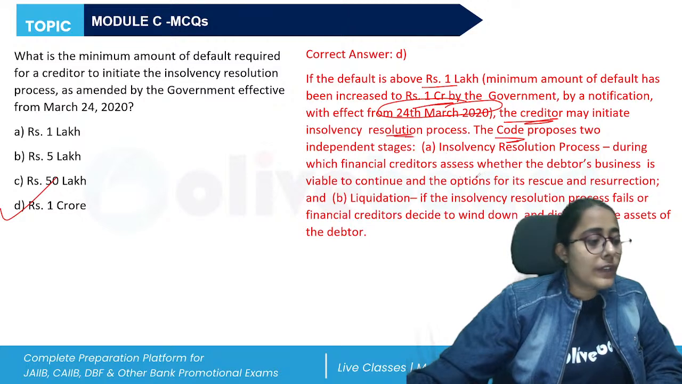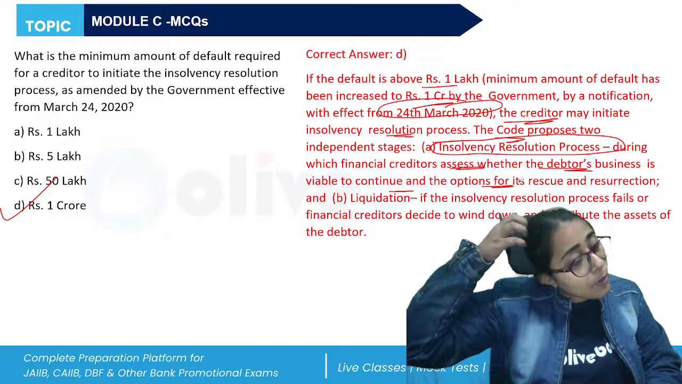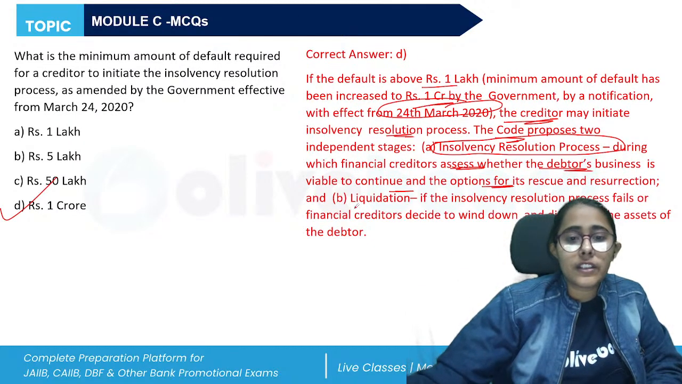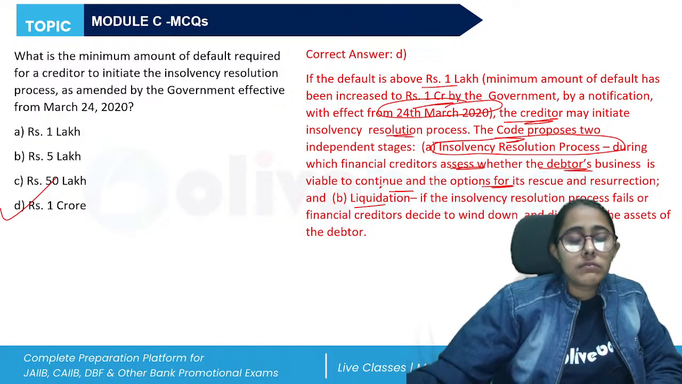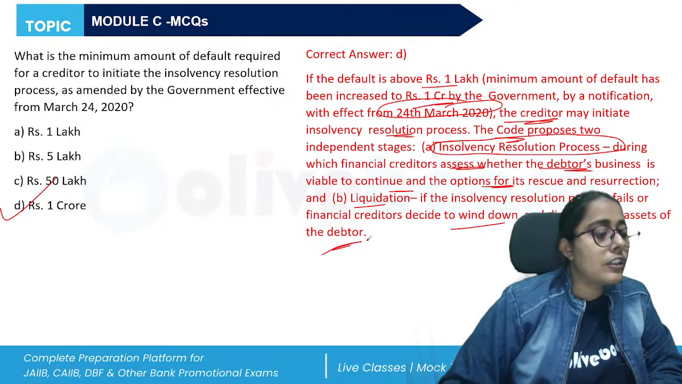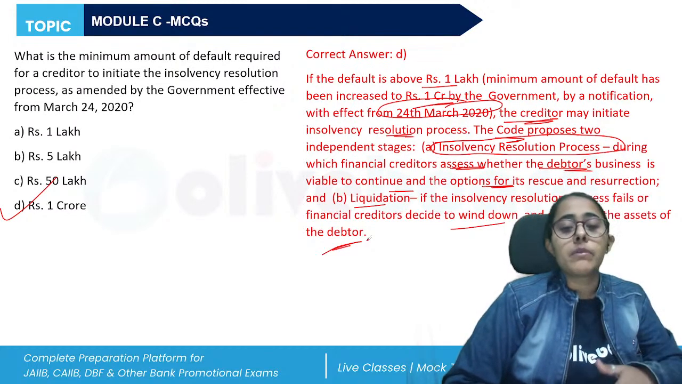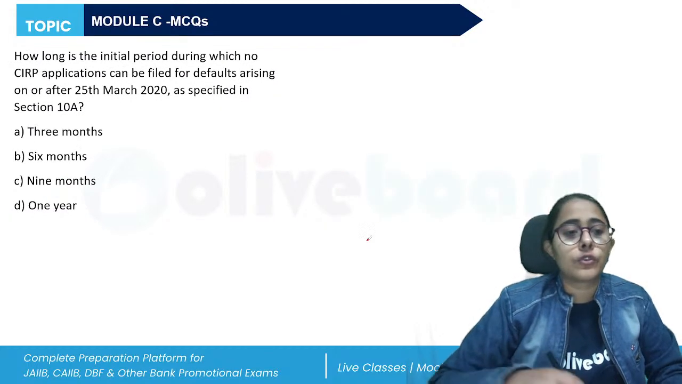This code proposes two independent stages. First is the insolvency resolution process, during which the financial creditors assess whether the debtor's business is viable to continue, and whether rescue and resurrection is possible or not. Second step is liquidation. After their assessment, if the creditors feel that the business cannot be resurrected or made viable again, then they can decide to wind down or distribute the assets of the debtor. All right, these are the two stages that are there. And the minimum amount from 2020 has been increased to 1 crore.